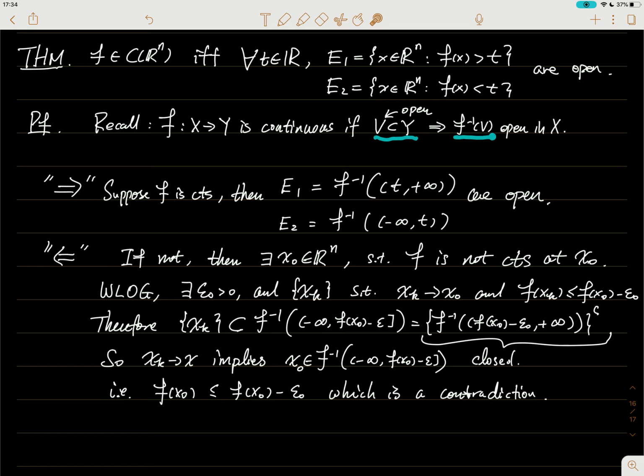open in X. So every open set in Y has an inverse image that is open in X. So this is the definition for f being a continuous function from X to Y. So here we're considering even a special case where X is just Rn, Y is just R. So they are both metric spaces.